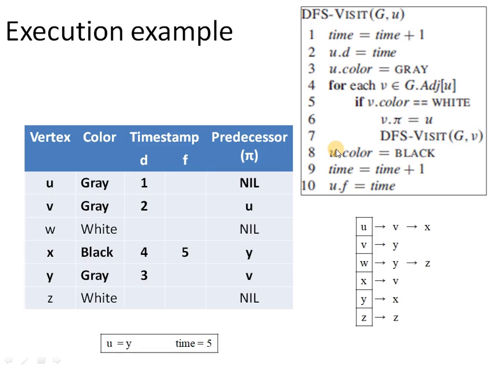Now what we have to do is recolor y to black, increase the timestamp, and use it as the finish time of y. So y's finish time should be initialized to 6, and gray should be converted to black.